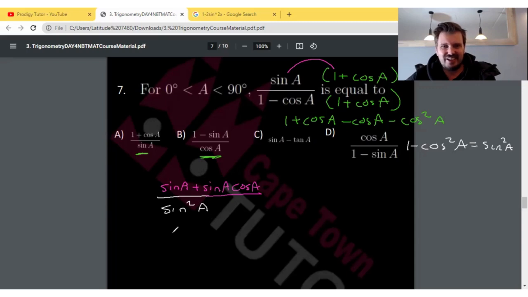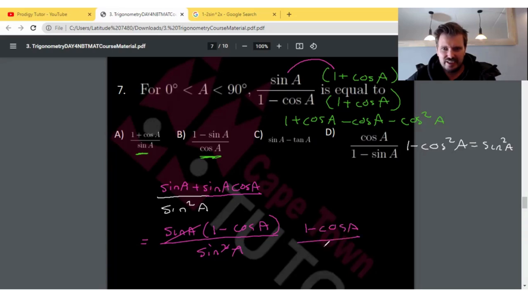I'm gonna carry on. I take the sine A out as a common factor, and I get 1 minus cos A over sine squared A. And then the sine A cancels with this A, and I get 1 minus cos A over sine A, so the correct answer is A.